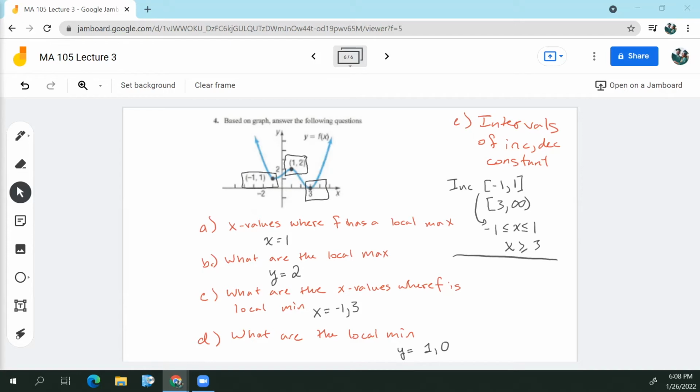All right, so we've got intervals. We're talking about decreasing. The first interval we're going to be talking about is between negative infinity and -1. And we're going to denote that as x is less than or equal to -1.